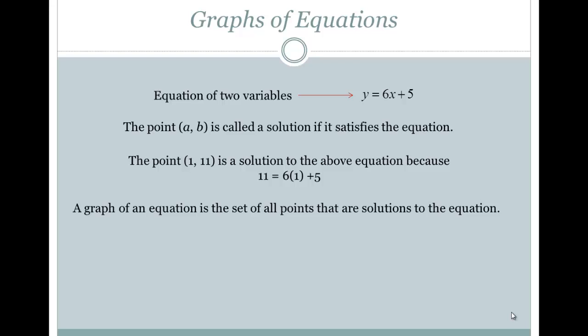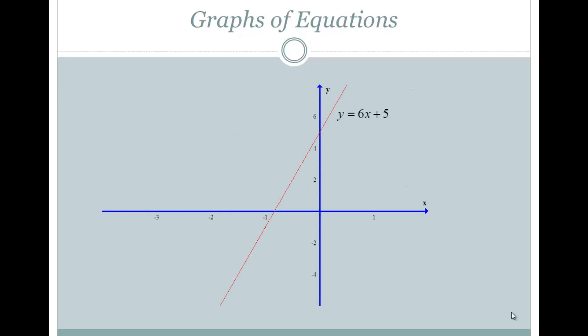Now, a graph of an equation is the set of all points that are solutions. So this is just one particular solution, but there are many, many more. Obviously, another one would be (0, 5). So the graph, which is a straight line here, is the set of all the points that satisfy this equation. And you should see that there's an infinite number of those.